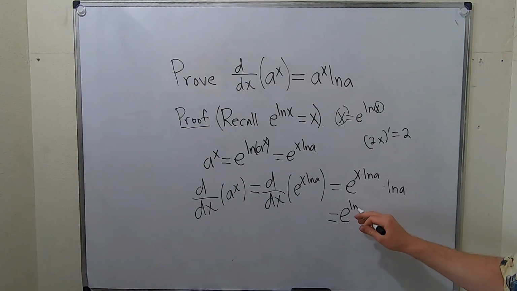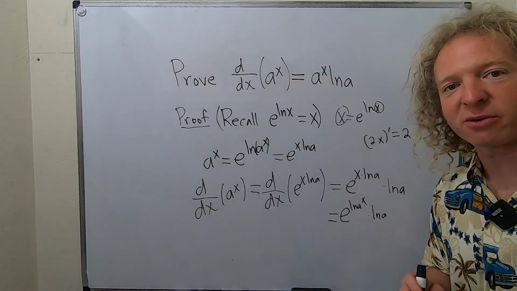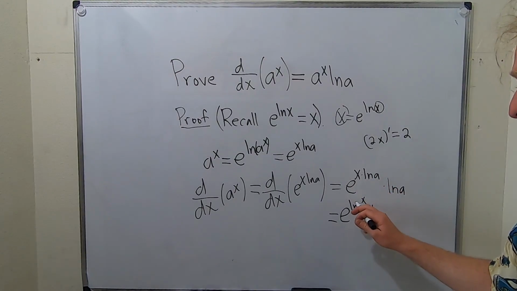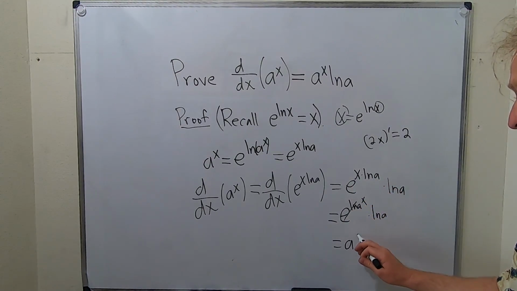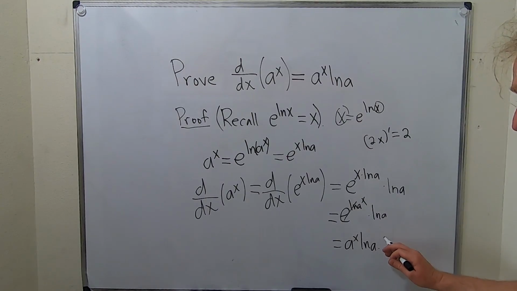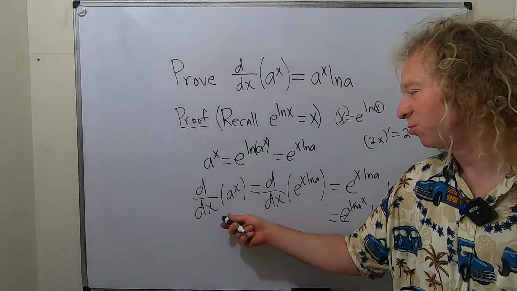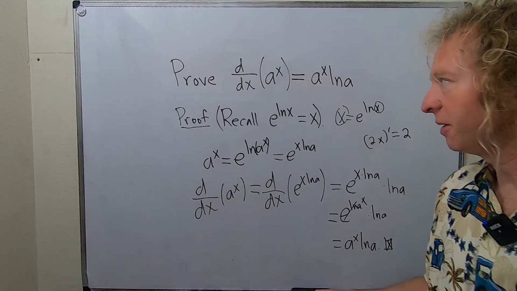Then what we do is bring this back upstairs. So e to the ln of a to the x, times ln a, using the properties of logarithms. And then we know these cancel, so we get a to the x ln a, and that completes our little proof sketch. So pretty nice. It's a pretty nice proof. It's pretty easy once you understand it.